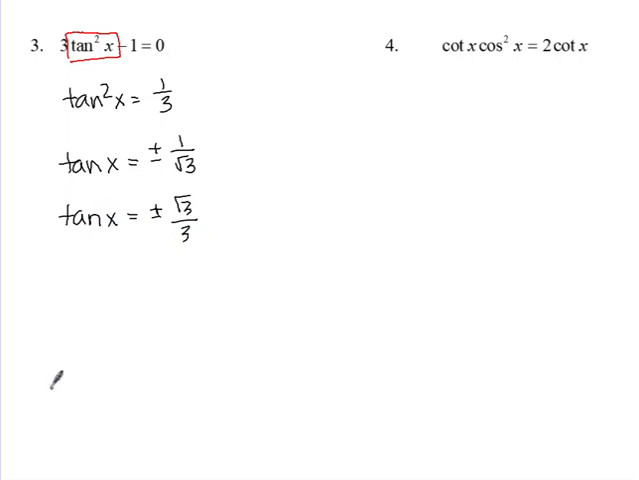So then we need to think about our unit circle. Where is tangent either positive or negative square root of 3 over 3? Well, that occurs at 4 places.